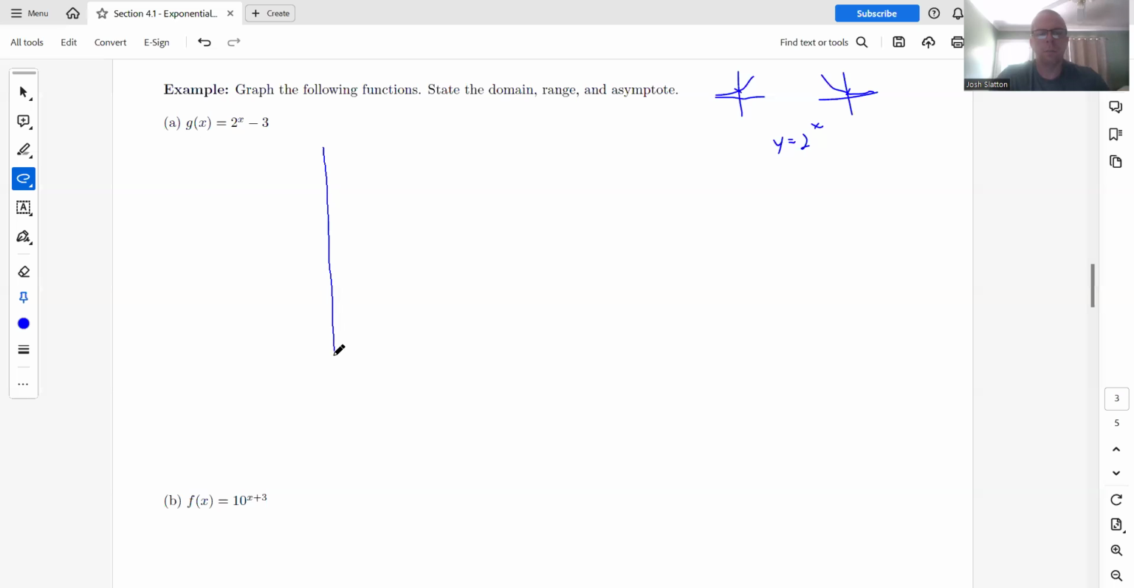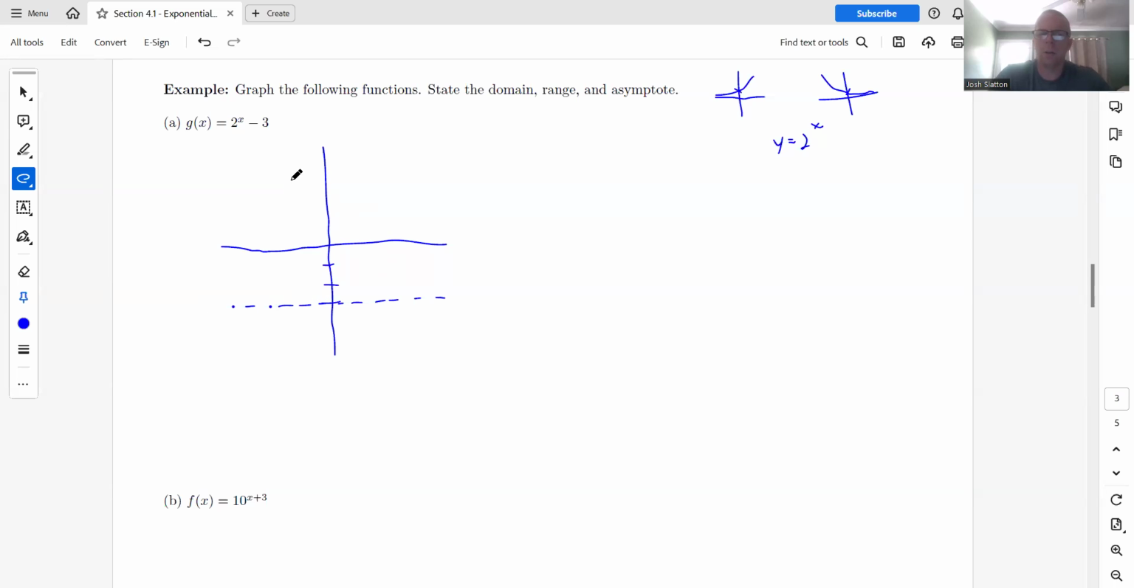So if we have y equals 2 to the x minus 3, so here is 2 to the x, we're going to shift this down 3. So instead of the y-intercept being 1, the y-intercept is going to move down 3, and so that'll put it at -2. The other thing to consider, we have a horizontal asymptote here at 0. That is going to be shifted down 3. And so now we'll have a horizontal asymptote at -3.